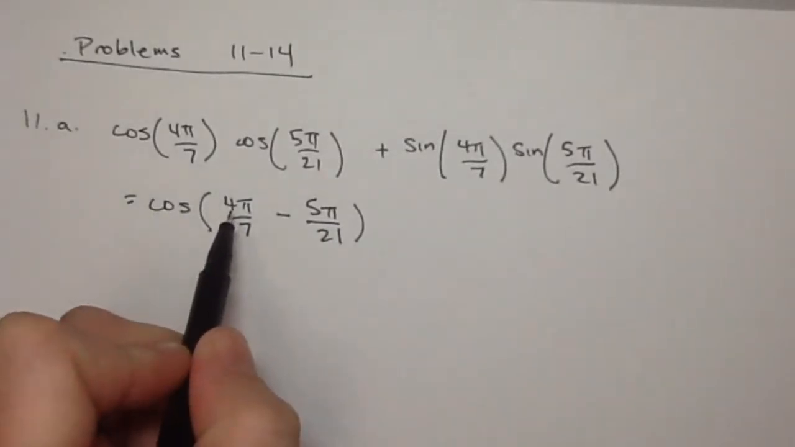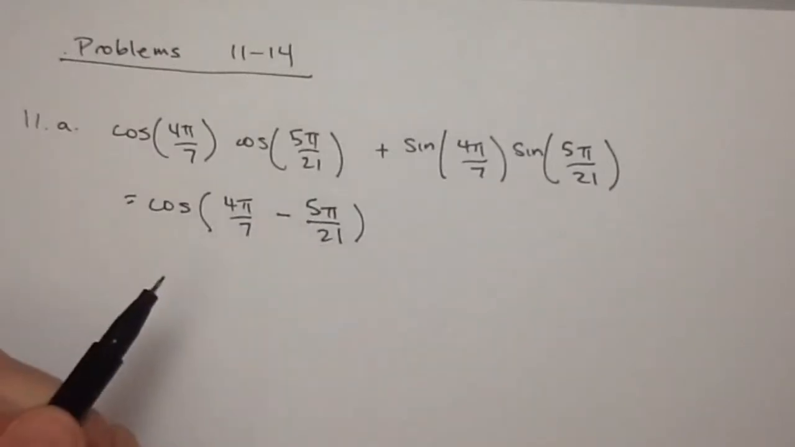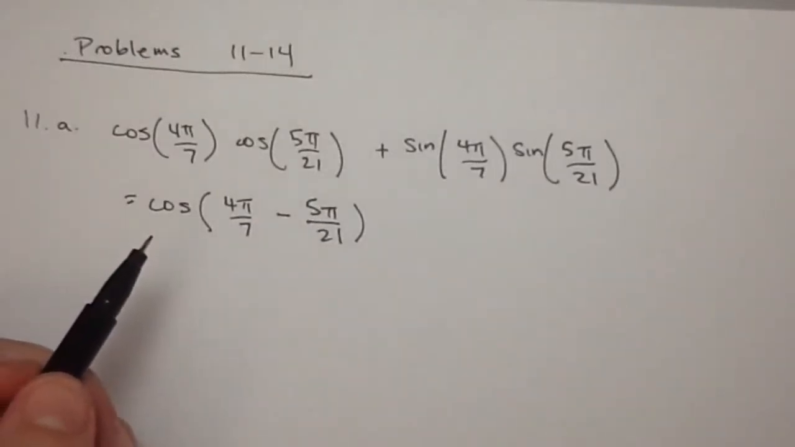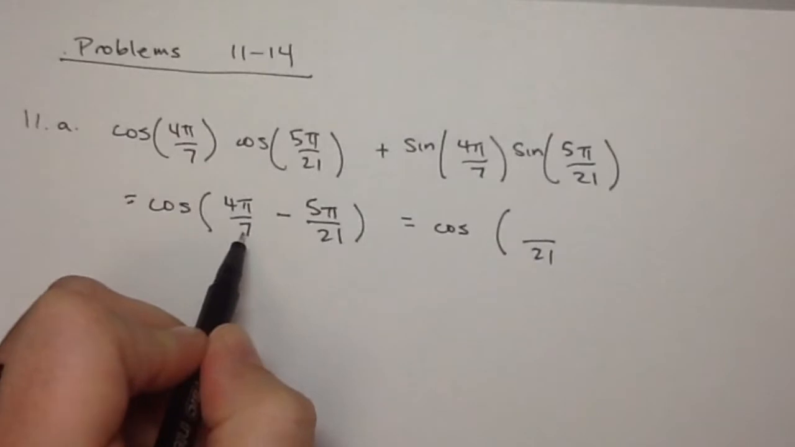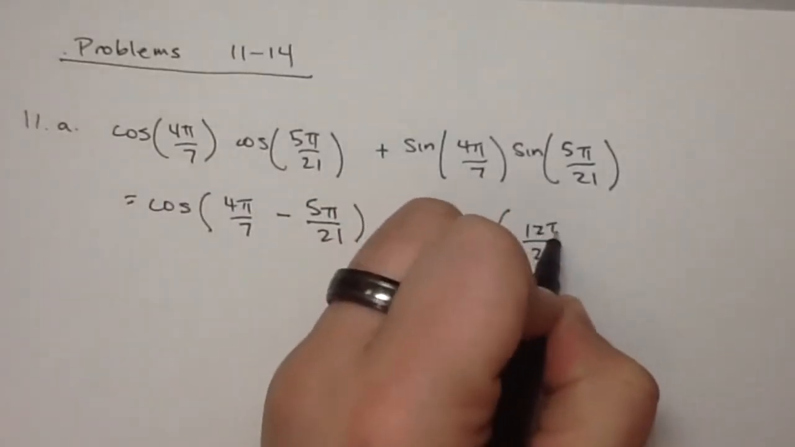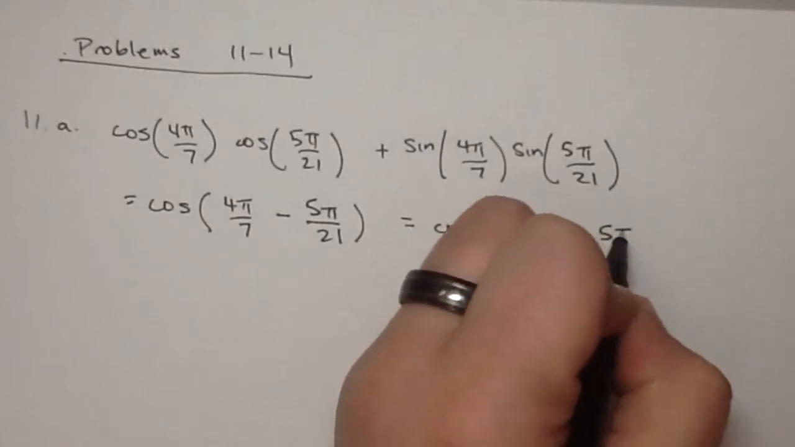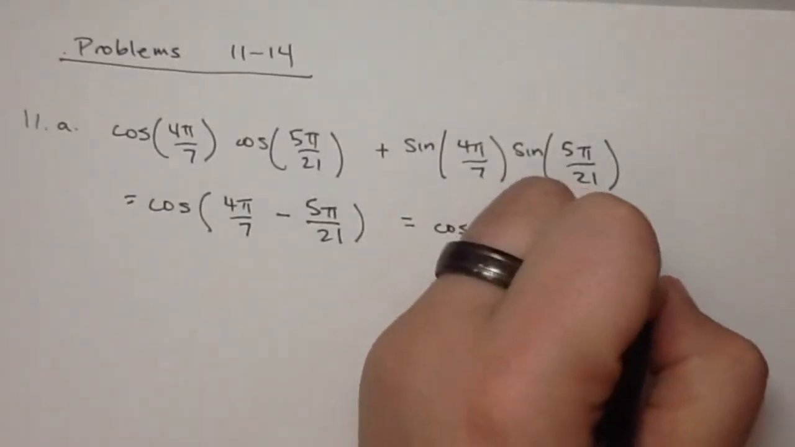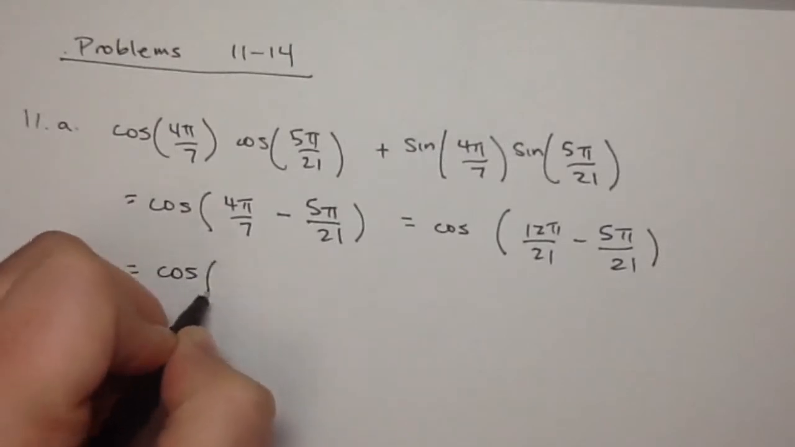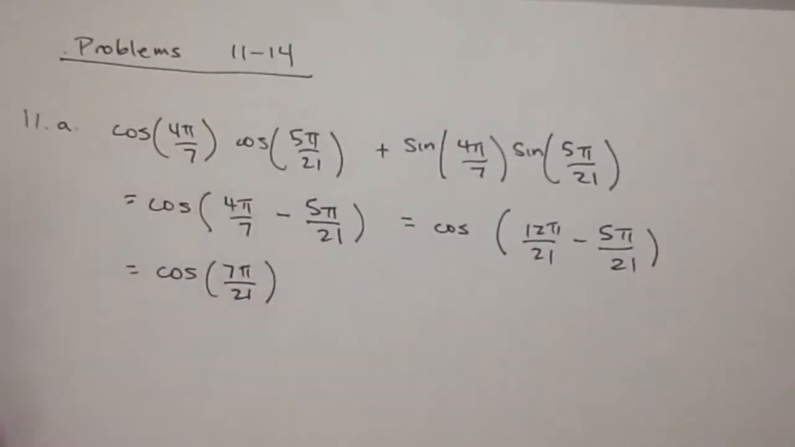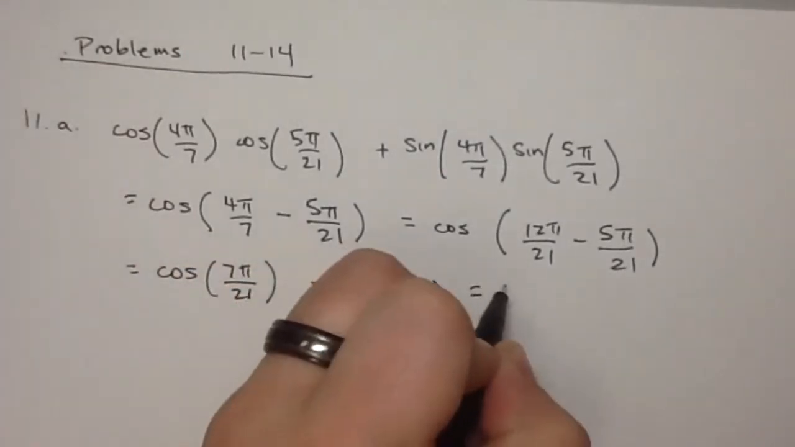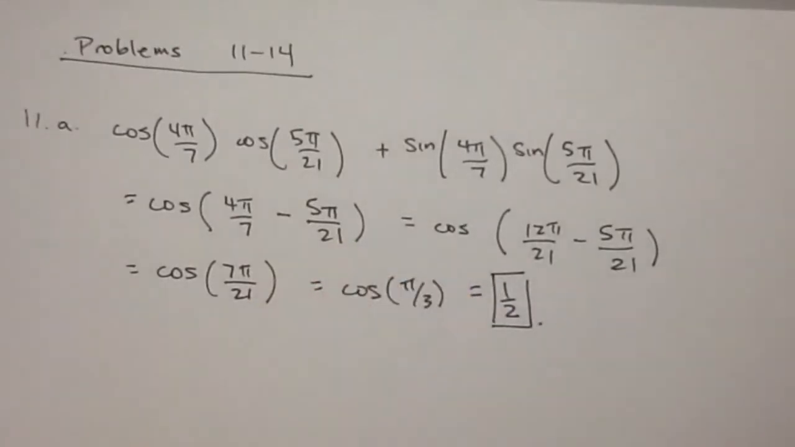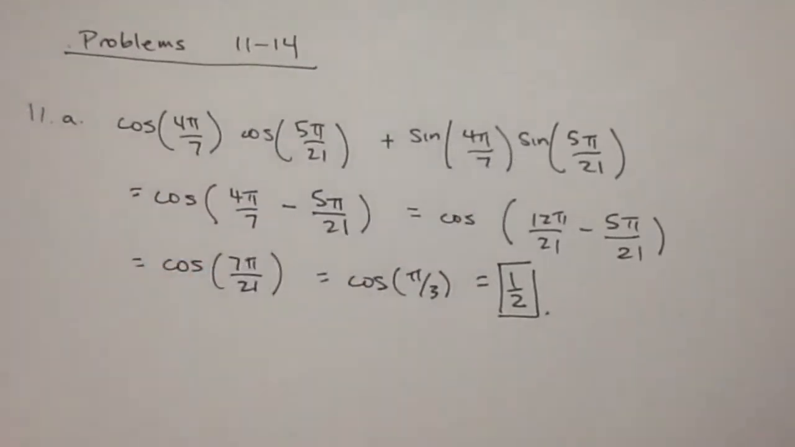So now we need to evaluate this. 4 pi over 7 and 5 pi over 21. The common factor here is 21. So this is the same as the cosine of, multiply that by 3, so 12 pi over 21 minus 5 pi over 21. All right, so that's equal to the cosine of 7 pi over 21. 7, 21. This is the cosine of pi over 3, which is 1/2. Okay, so that's 11a. Again, when you see cosine, cosine, sine, sine, that's a difference formula.